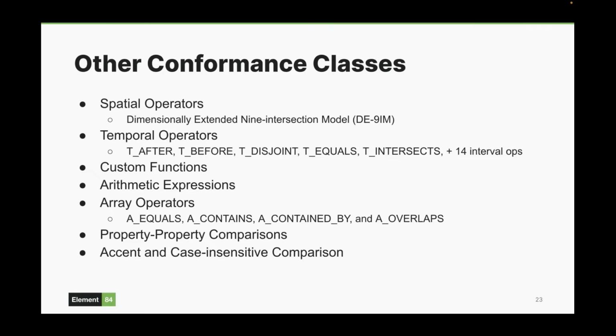The property to property comparisons class allows you to compare one property to another property. And that's a separate class because there are a number of data stores in which it's actually really hard to do property to property comparisons, and so this allows a little bit easier initial implementation. And then finally, the accent and case insensitive comparison operators for working with languages that have more than just ASCII characters in them.